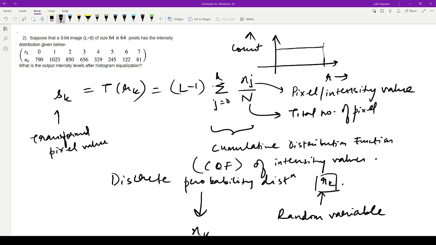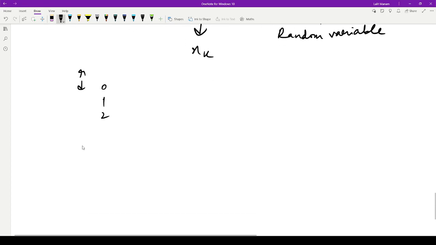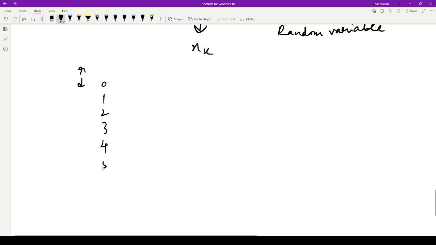So this formula comes because you want to use the cumulative distribution of the probability distribution of this probabilistic setting, given that you take these r_k as random variables. Okay, fine. Of course now this is just an interpretation. We'll just solve the question. So I'll just rewrite the table, but with somewhat more information. r varies from 0 to 7 since it's a 3-bit image, and these are the specific values.